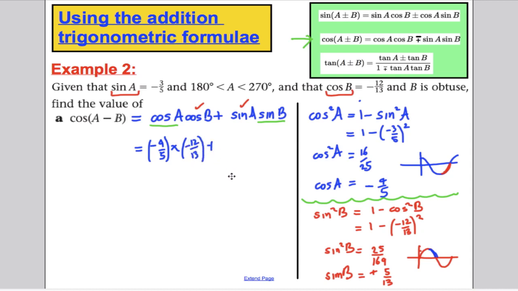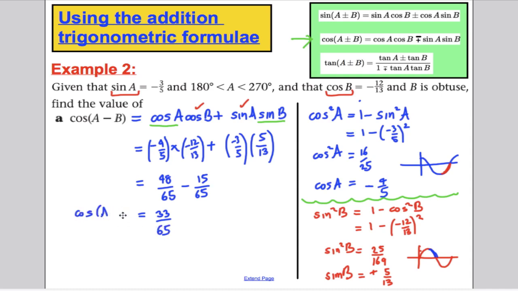And we're going to add sine A, which we're given, is negative 3/5. And we're going to multiply that by sine B, which is positive 5 over 13. Okay, if we do that in our calculator, we get 48 over 65, subtract 15 over 65. And with a bit of luck, if we do that correctly, we get 33 over 65, and we have found ourselves our cos A subtract B. And we're done. So that's another very typical type of question that can come up.